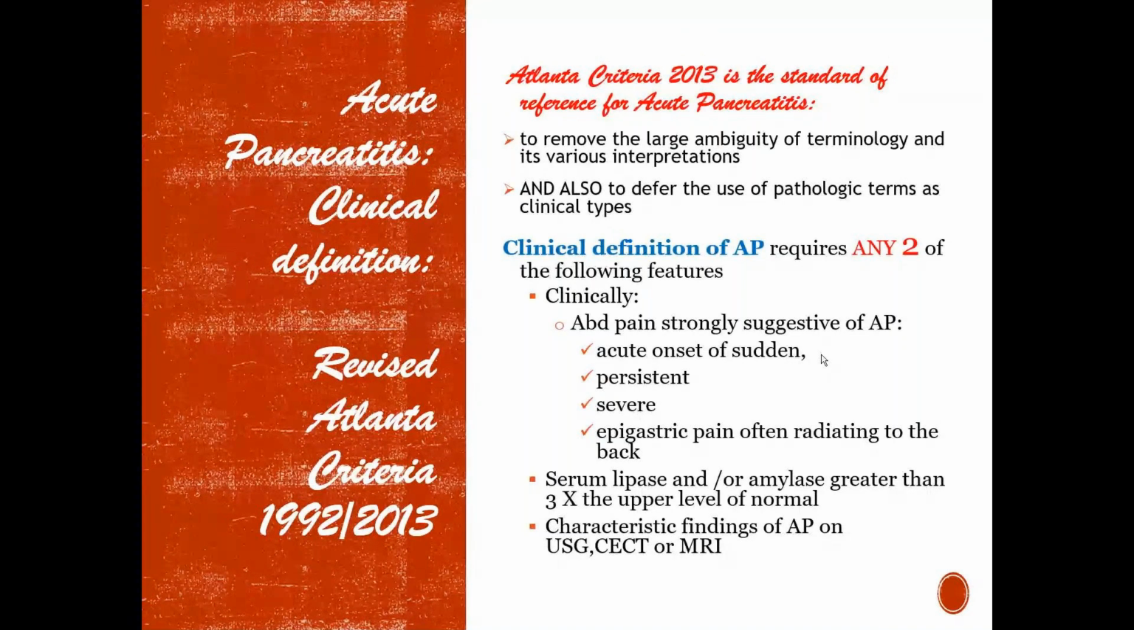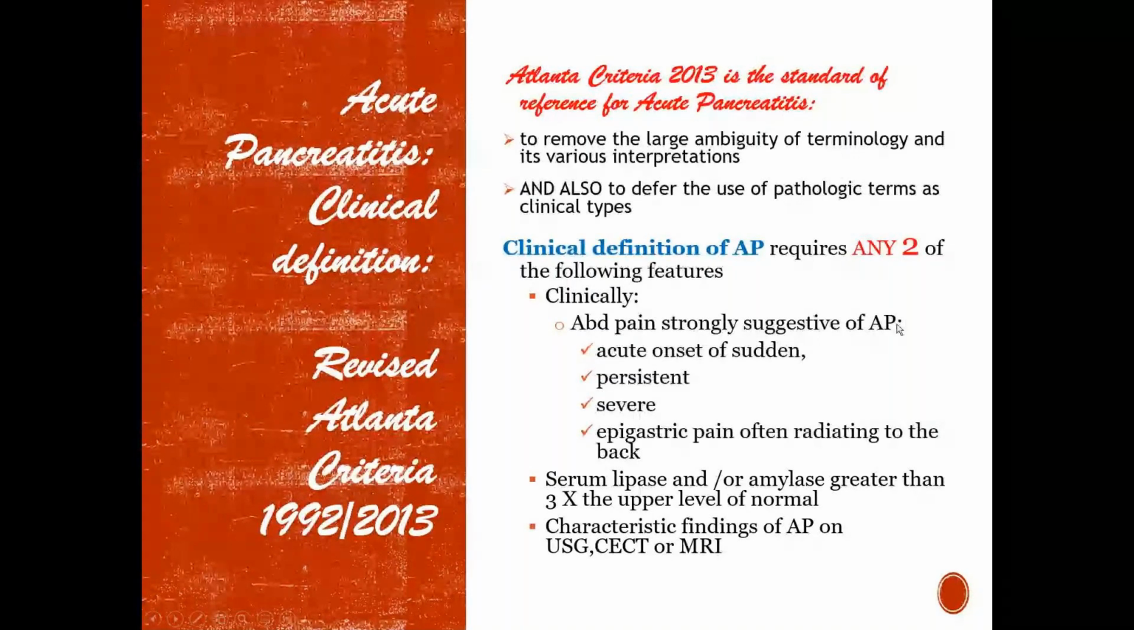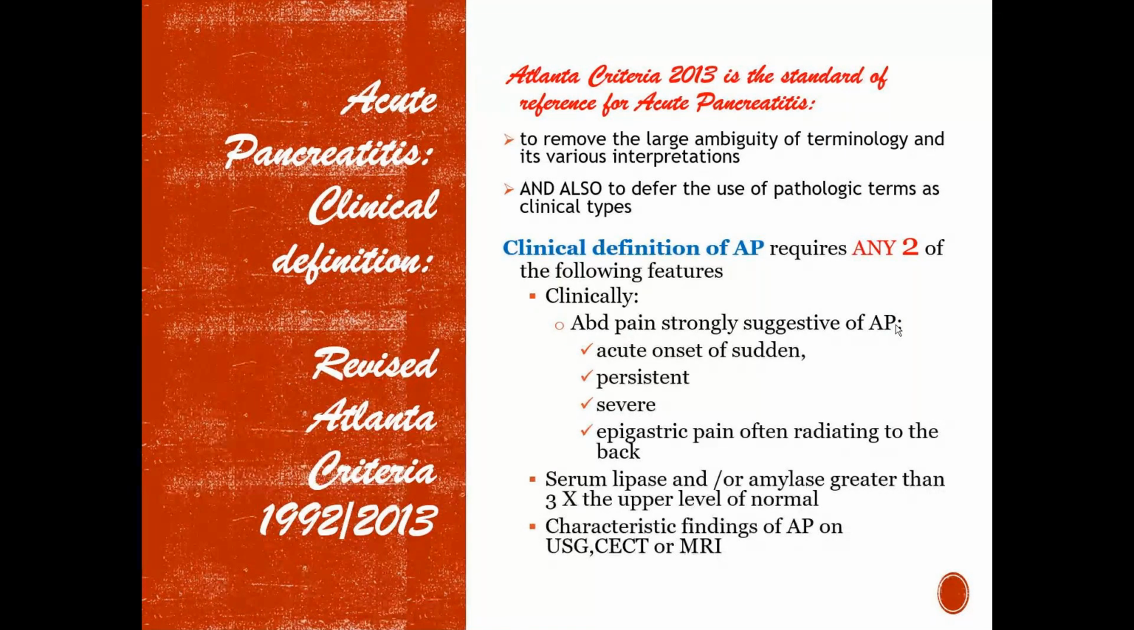So the clinical definition of acute pancreatitis as of today requires any two of the following features. Number one, clinically, abdominal pain strongly suggestive of acute pancreatitis. Now, what is abdominal pain strongly suggestive of acute pancreatitis? It's very typical: acute onset of sudden, persistent, severe epigastric pain, often radiating to the back. That is the standard definition of a pancreatic pain.